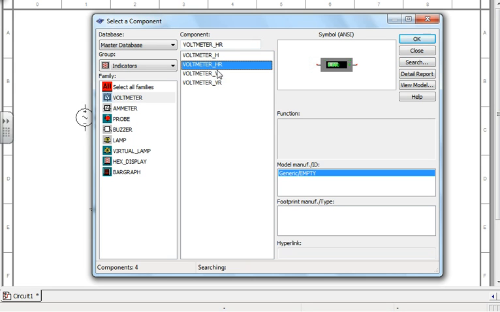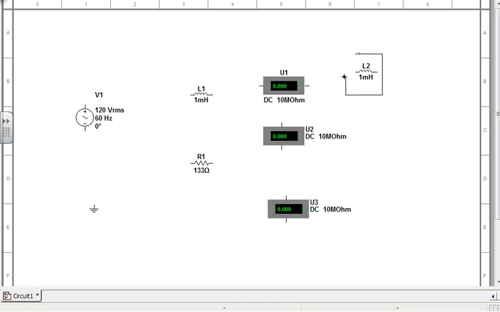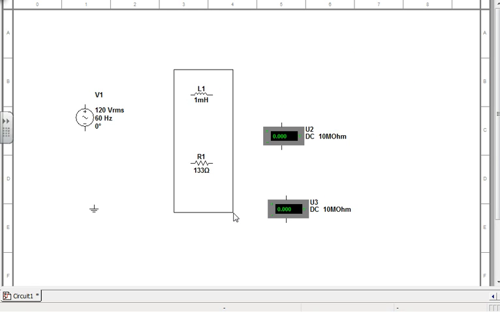Oh, I don't want that voltmeter. I want this voltmeter. 1, 2. I'll get rid of this guy. Where's my delete button? Oh, yeah, there we go. Get rid of this guy too. We don't want him. All right, and we want these guys going the other way.